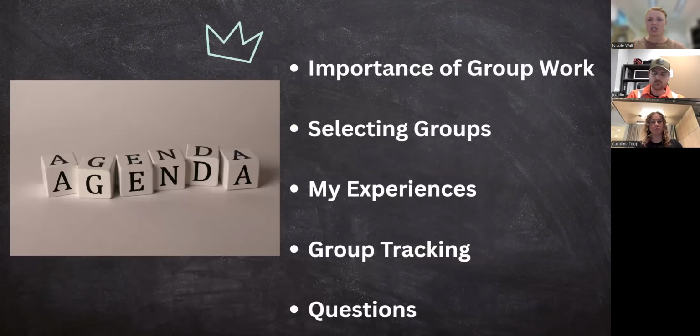So just a bit of an agenda here. We're going to talk about the importance of group work, how to select groups or different ways to select them, my own personal experiences, a group tracking method that I learned that I thought was pretty neat, and then we'll end with any questions or comments, or if there's anything you would like to discuss of what's worked for you for grouping students together, or maybe what hasn't worked at all and was a complete flop, because those are always interesting to learn as well.